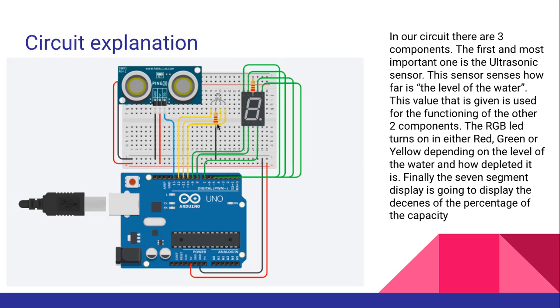On the other hand, the 7-segment display is programmed to display the first digit of the percentage of the capacity of the water. For example, if the water is at a capacity of 57, the 7-segment display is going to display the number 5.